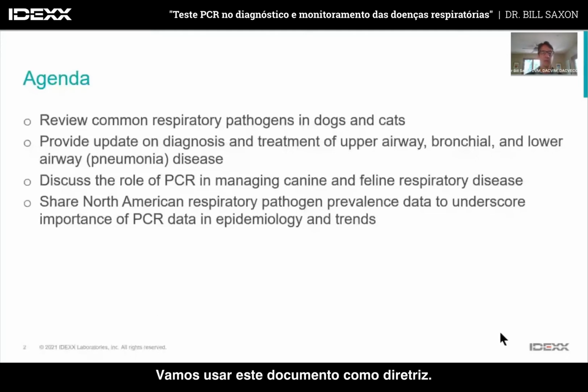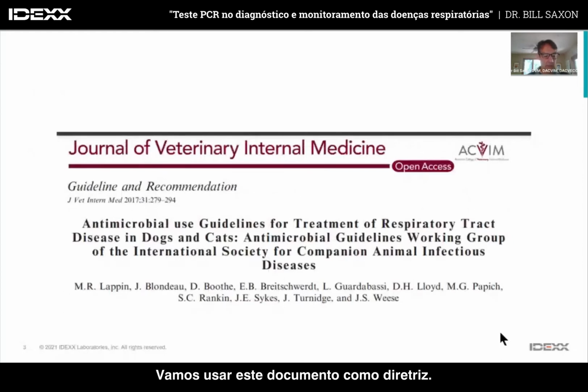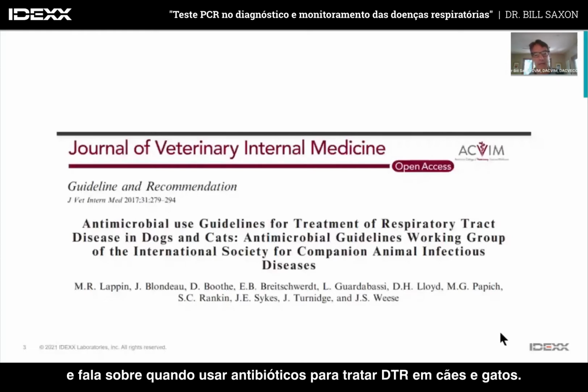So we're going to use this document as our guideline. So I always talk about ACVIM consensus statements and other guidelines. And when it comes to respiratory tract disease, this is the must read. Okay, so this was a document published a few years ago now, about when do we use antibiotics to treat respiratory tract disease in dogs and cats.